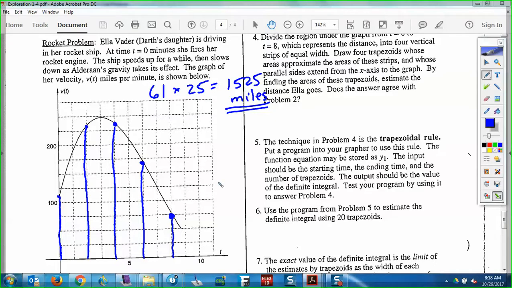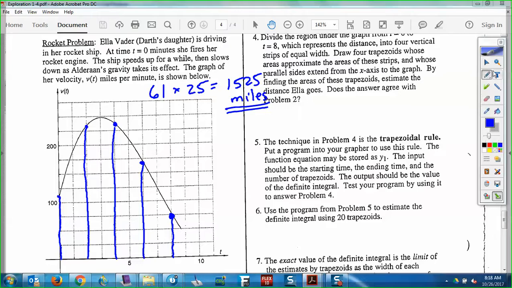Now, it says, draw 4 trapezoids whose areas approximate the areas of these strips and whose parallel sides extend from the x-axis to the graph. So, what's a trapezoid? Well, normally we think of a trapezoid as having one pair of parallel sides, but the others aren't necessarily parallel, right? That's a trapezoid. One pair of parallel sides is a trapezoid. Okay? Well, in calculus, the kind of trapezoids we're going to draw are going to typically look like this. They're going to extend vertically. That's also a trapezoid, isn't it? Right? It's got one pair of parallel sides. Okay? Well, that's the kind of trapezoid they're wanting us to draw.